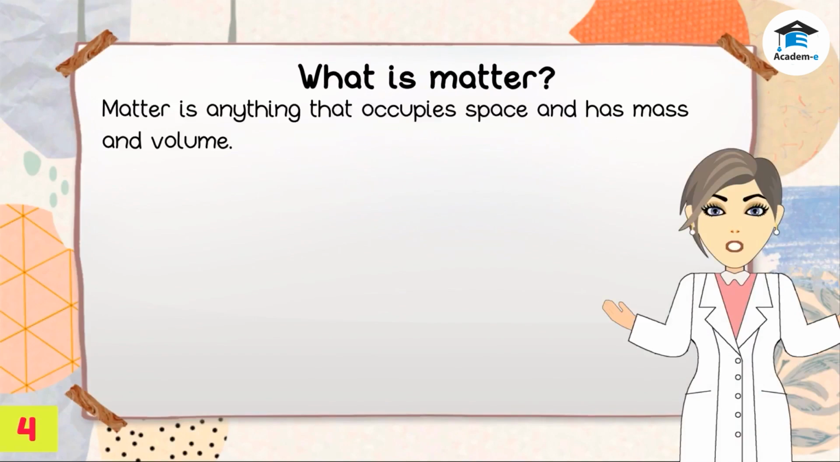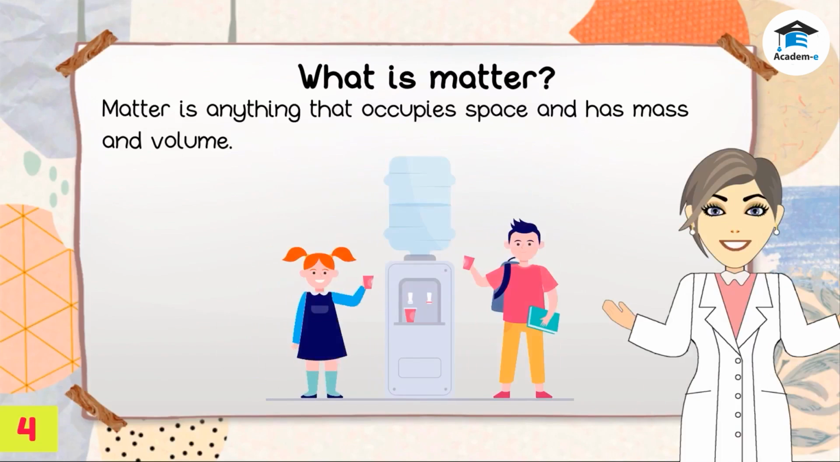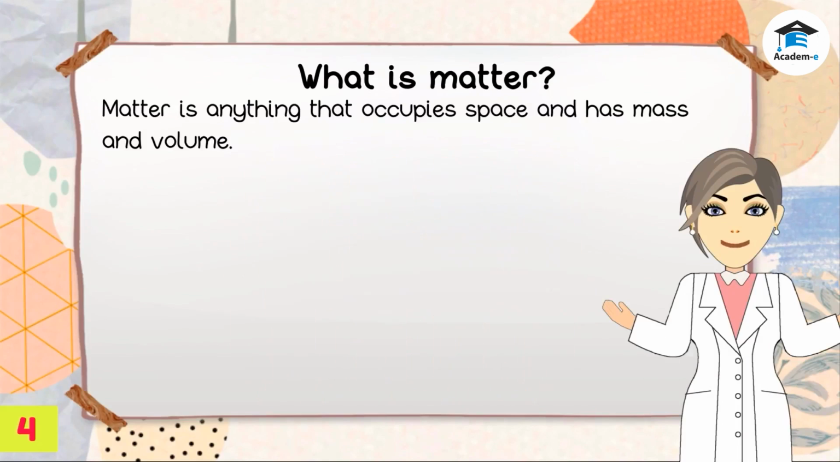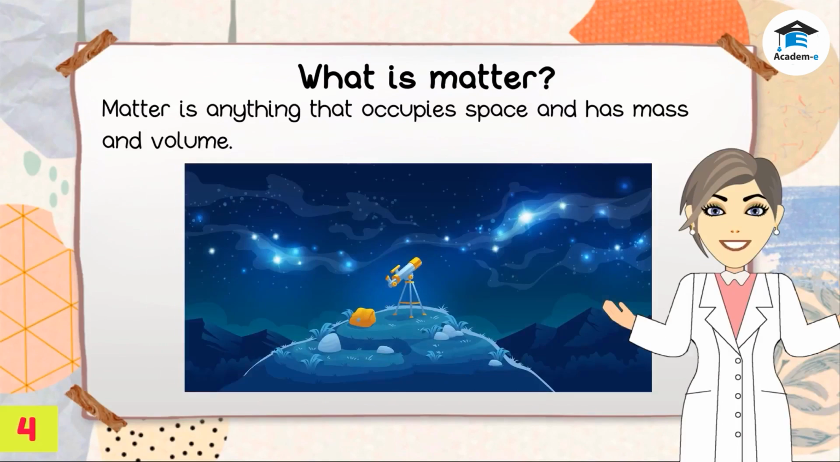Matter is anything that occupies space and has mass and volume. Everything around us is made up of matter, from the air we breathe, to the water we drink, and even our own bodies, planet Earth, and all the stars, planets, and moons in the universe.